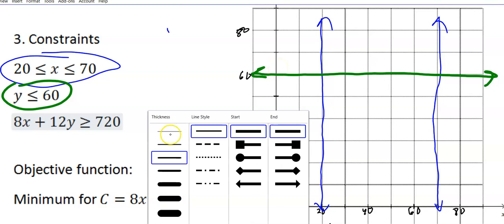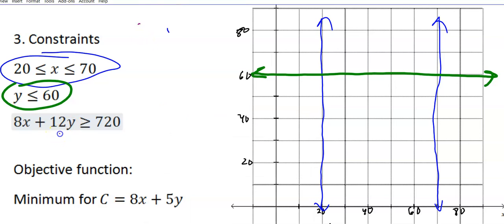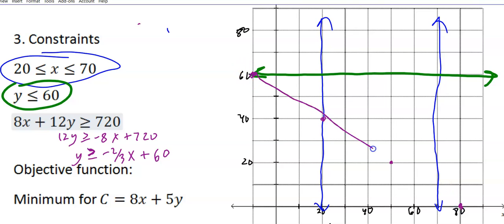And I might have to do a little bit of work for this one. So you get 12y greater than or equal to negative 8x plus 720. Divide by 12, you get y greater than or equal to negative 2/3 x plus 60. So 60 is the y-intercept, slope is negative 2/3. I scaled them the same, so I'm going to go down 2 even though it's 20, right 3, even though it's 30, because it's the same ratio. Down 2 over 3, down 2 over 3, and you've got this.